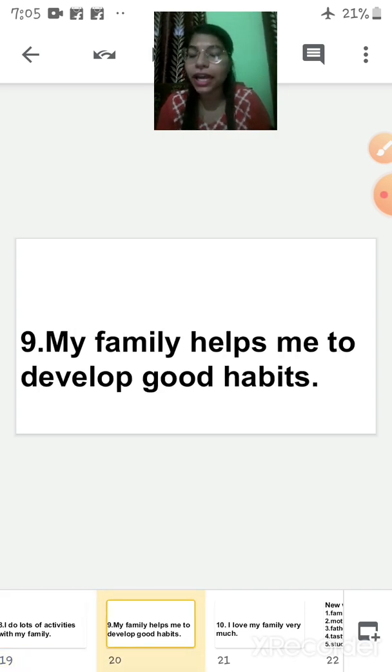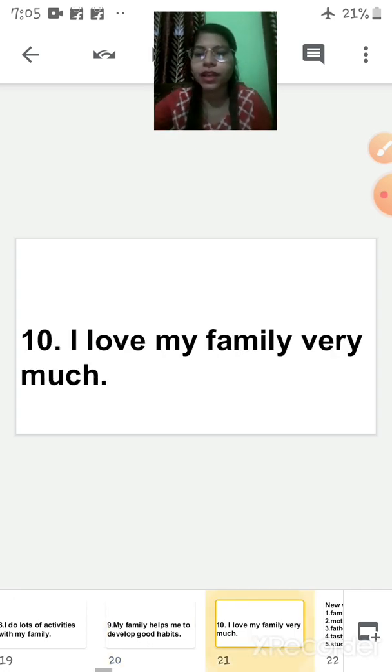My family helps me to develop good habits. And the last one, I love my family very much. These were the 10 points of your composition. So you have to learn all these 10 points very properly.